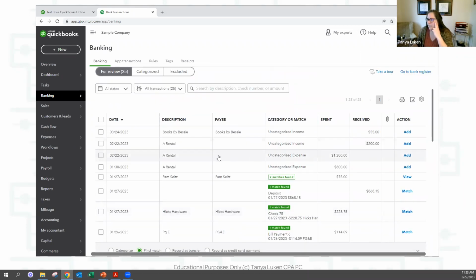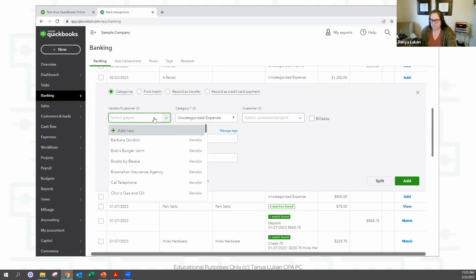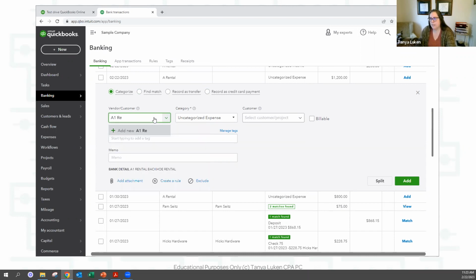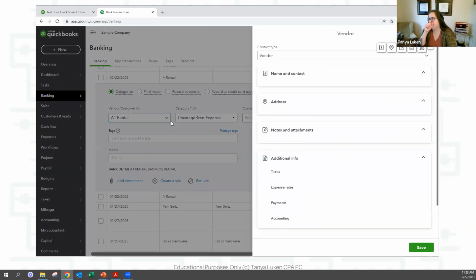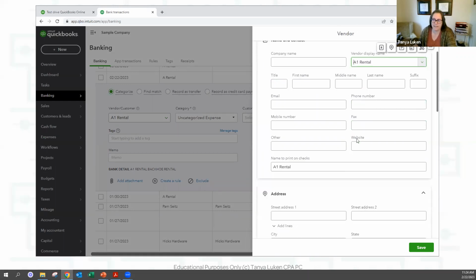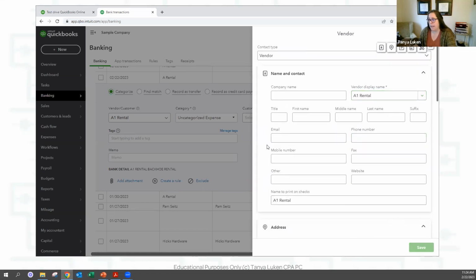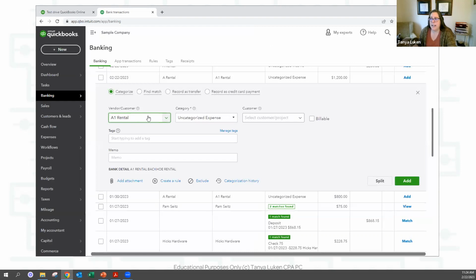If it didn't find something, like here, a rental, A1 rental backhoe, so clearly our landscaping company rented a backhoe, you can actually add A1 rental as a vendor right from the same screen. This pop-out slider should look exactly familiar to all of you. I don't recommend it, but you can just skip adding all of the pertinent details. And then you can also categorize transactions here, so you can pick that it's equipment rental.